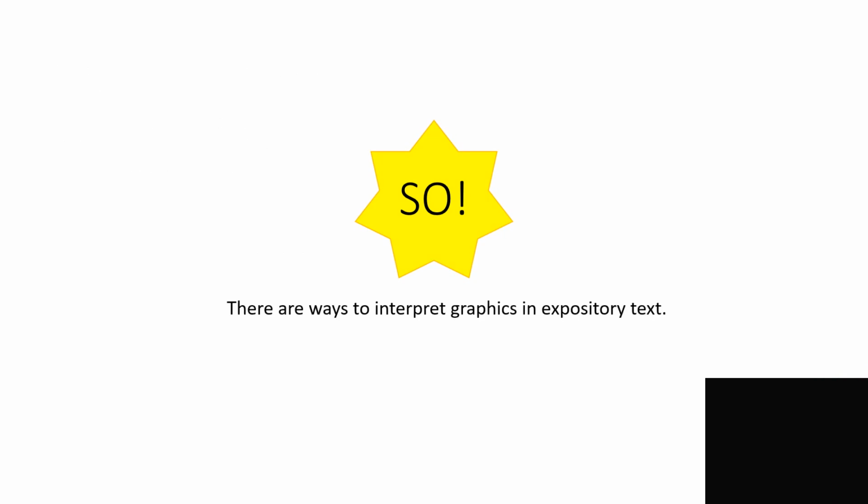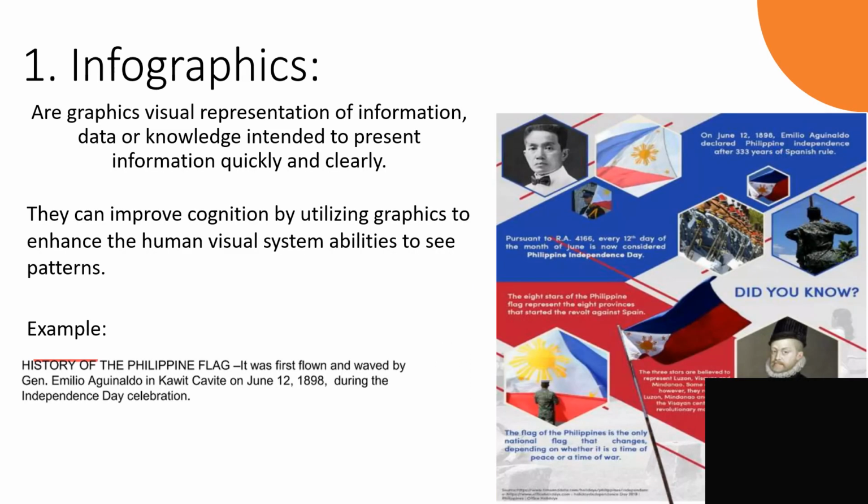So, there are ways to interpret graphics in expository text, like number 1, infographics. Infographics are graphic visual representations of information, data, or knowledge, intended to present information quickly and clearly. They can improve cognition by utilizing graphics to enhance the human visual system's ability to see patterns.